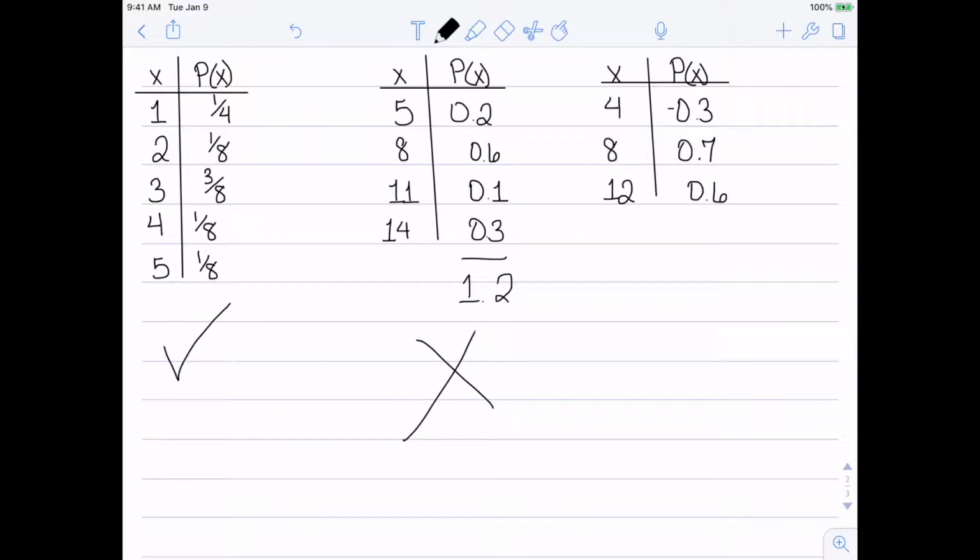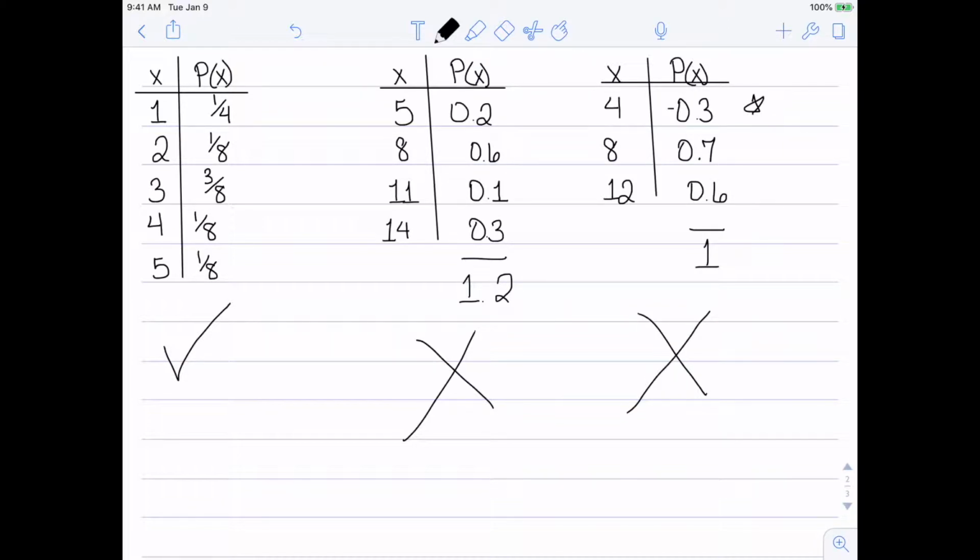Let's look at one more example. Here I have my x values, the possible outcomes, and their probabilities. If I try to add these up, negative 0.3 plus 0.7 plus 0.6, I do get 1, which is really good. However, you'll notice this first probability right here is negative, and we can't have negative numbers as probabilities. Probabilities have to be between 0 and 1. So this isn't a probability distribution either.